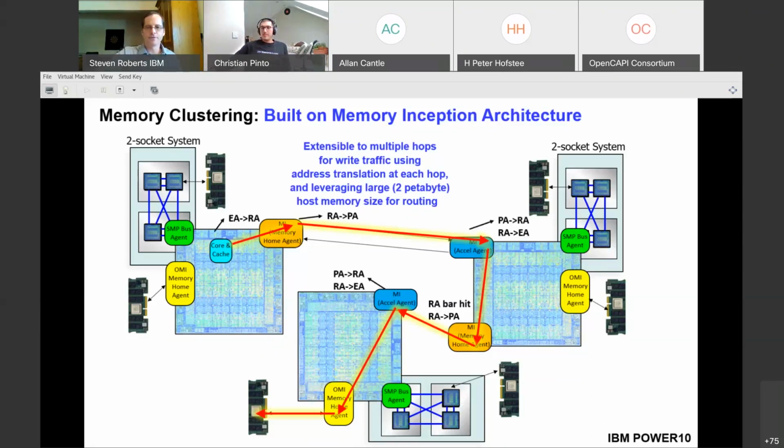So in here, if we look at the deeper view, the translation is much the same, except that on the intermediate node on the right-hand side of the screen, you don't get the RA hit at the OMI home agent. Instead, you get that hit at the other OMI memory home agent, which then forwards the transaction to the endpoint, which in this example has the OMI host memory agent acknowledge at the final hop.